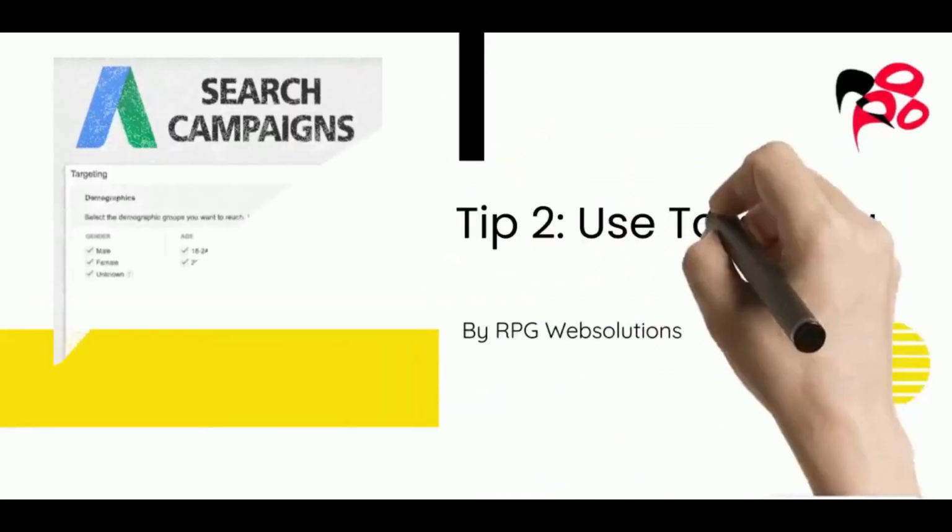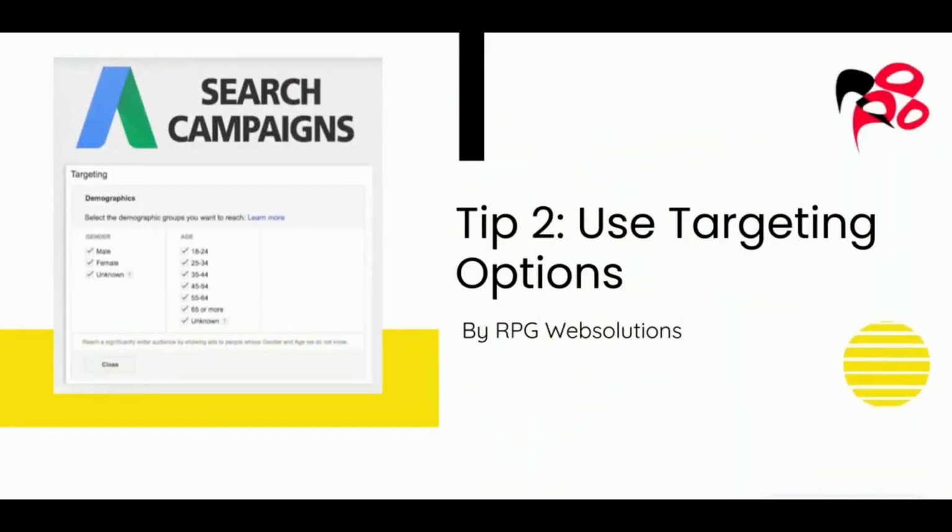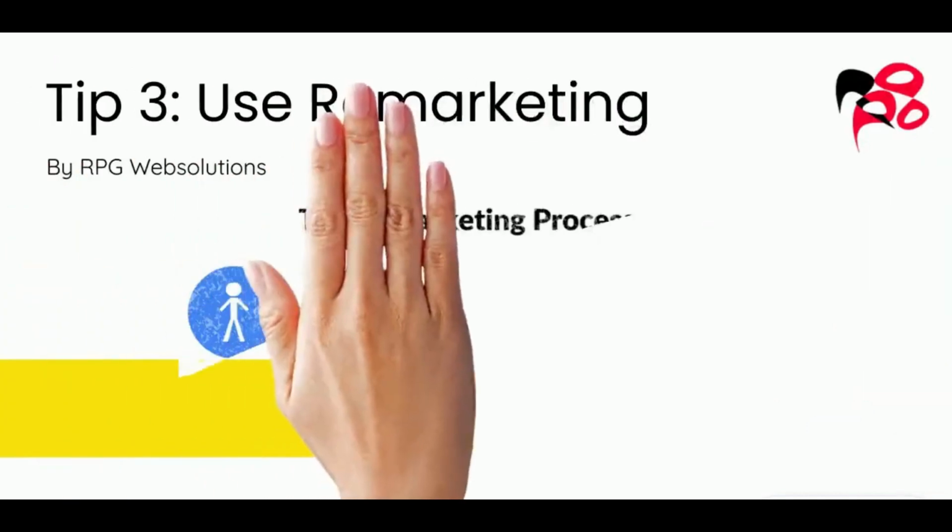Tip 2. Use targeting options. The second tip for audience targeting in PPC is to use targeting options. Most PPC platforms like Google Ads and Facebook Ads offer a range of targeting options such as age, gender, location, interests, and more. By using these options, you can ensure that your ads are seen by the right people. For example, if you are a local business, you can target people in your area to drive foot traffic to your store.